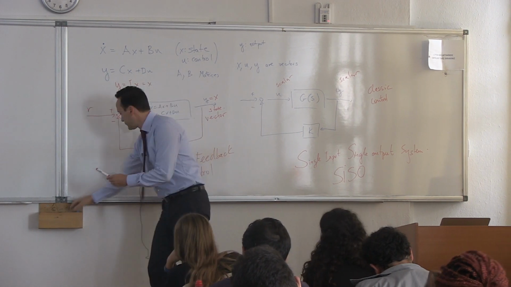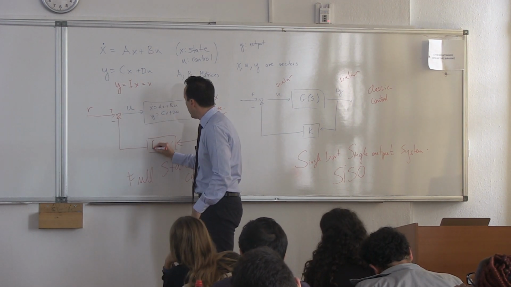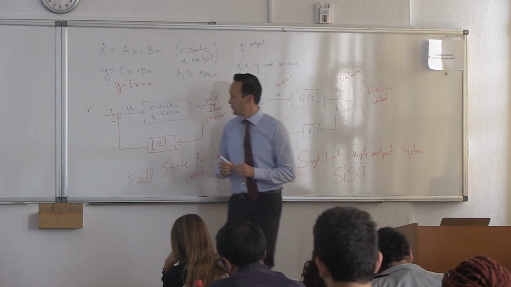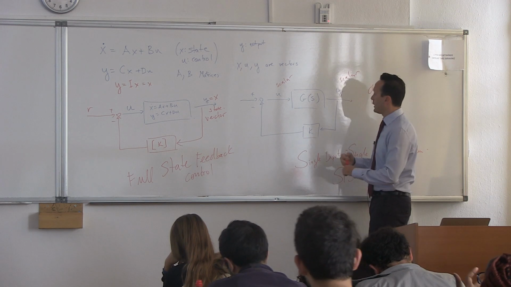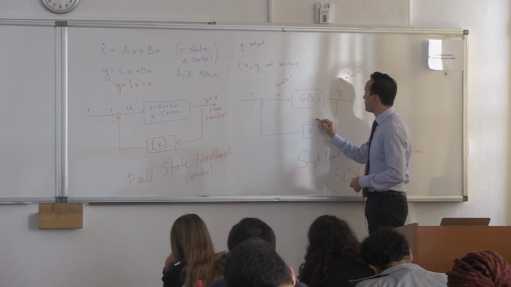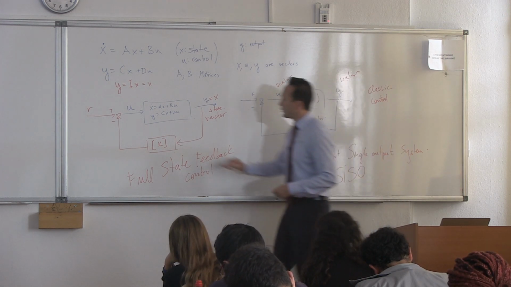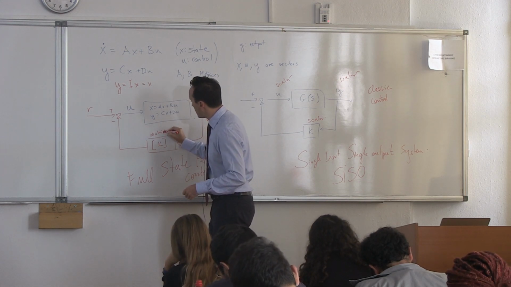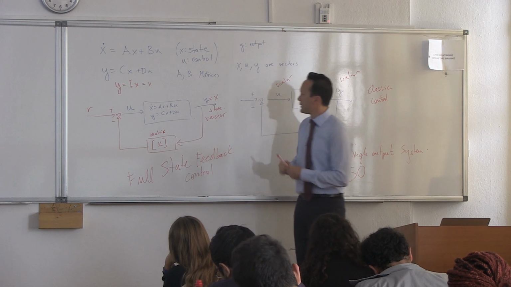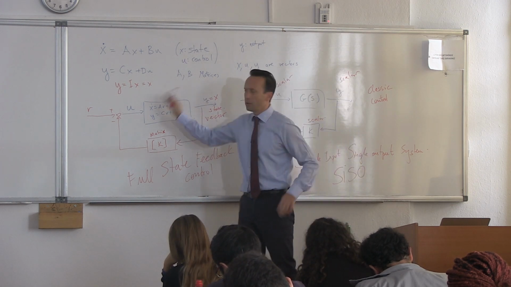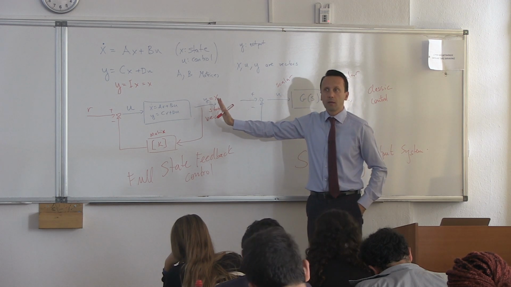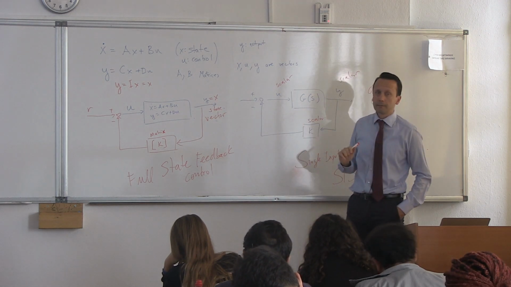Remove this one, and you would have a k matrix instead of a scalar. Here this is a scalar number. Here this is a matrix. Okay? State vector, matrix, and all that. So this is what we are looking at in this course. Okay? This is what we are looking at.